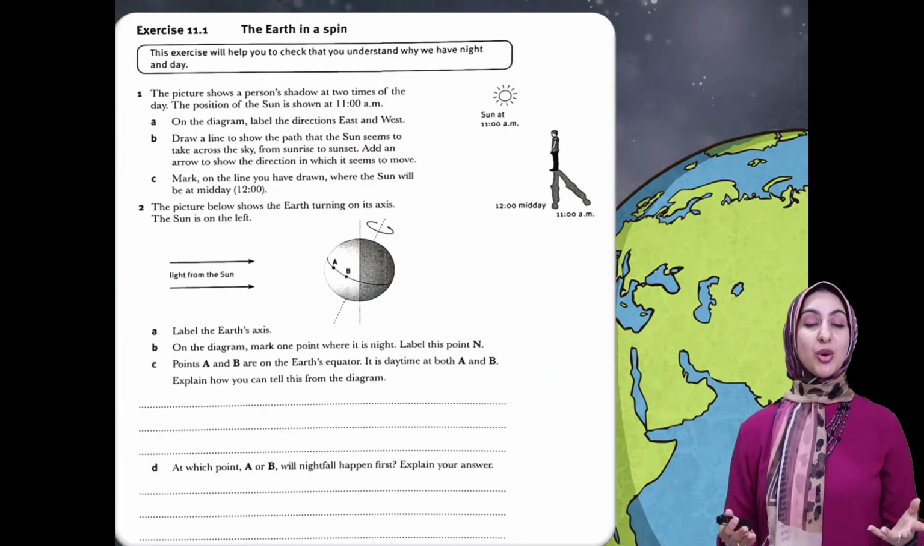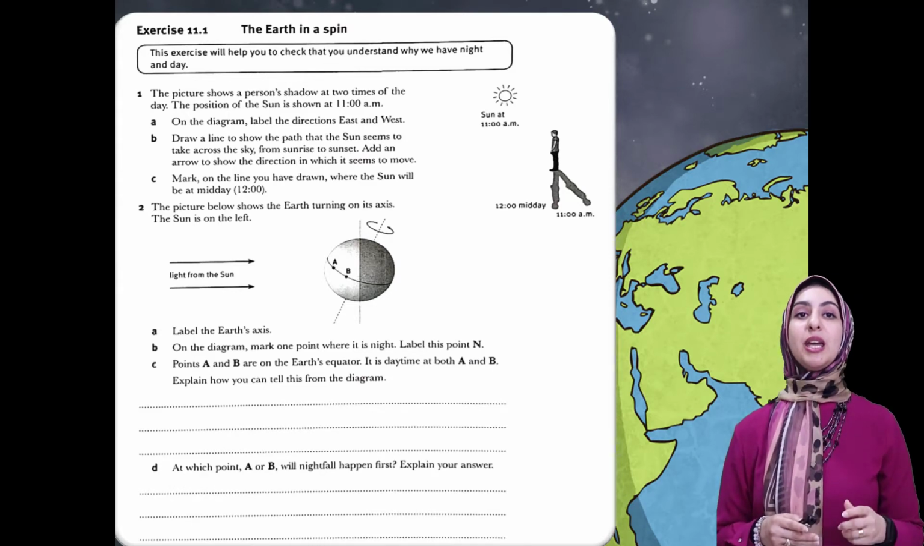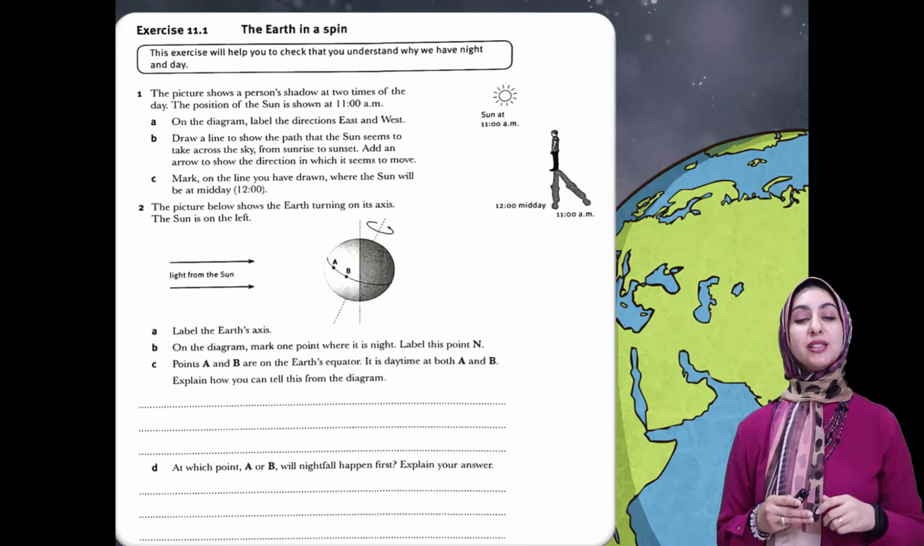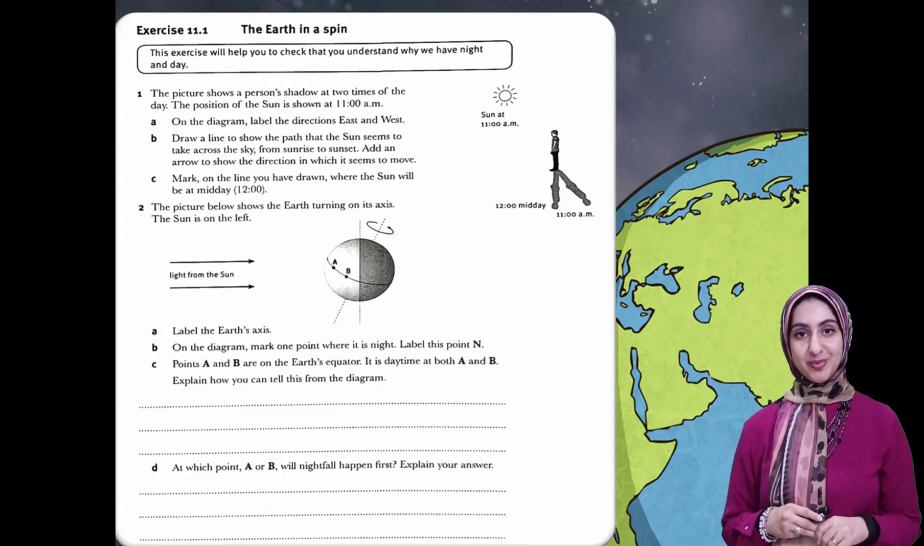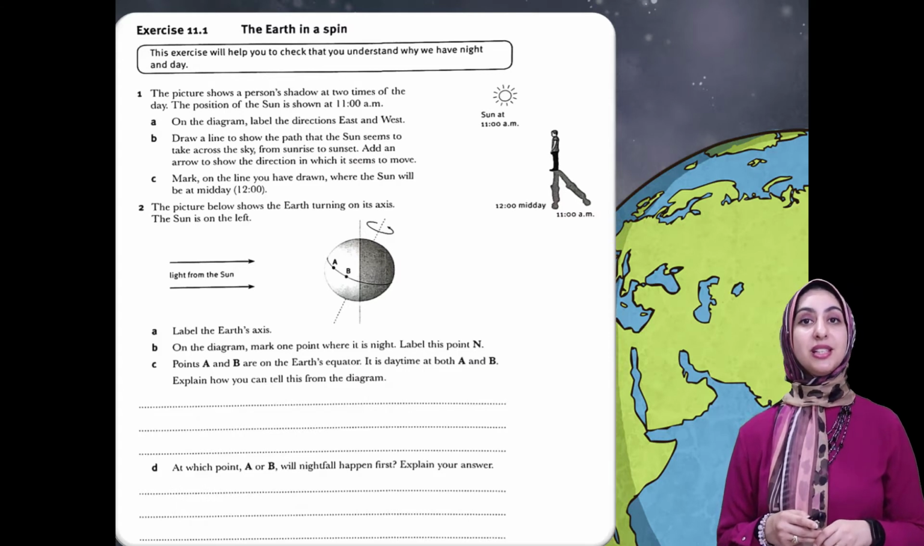Okay guys, the time is over. Let's check the answers. Question A. On the diagram, label the directions east and west. Yes, of course, it is easy. The east is here and the west is here.